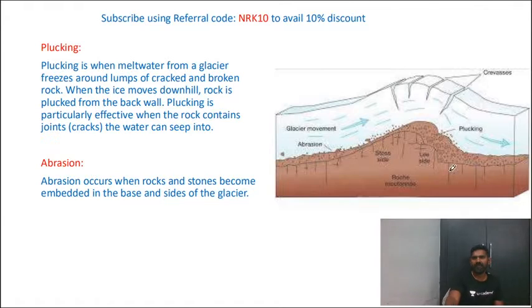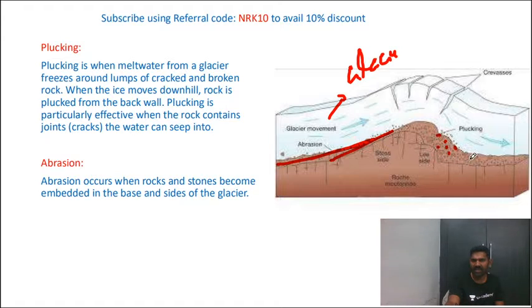Just here, whatever you see in white is nothing but the glacier. Now let's say the glacier is moving like this. When the glacier is moving like this, in this part abrasion will happen, and in this part plucking will happen. Now what is this abrasion? What is this plucking? Let's go to abrasion first.